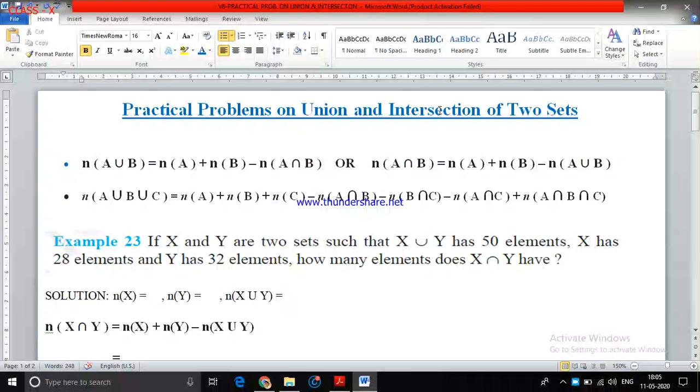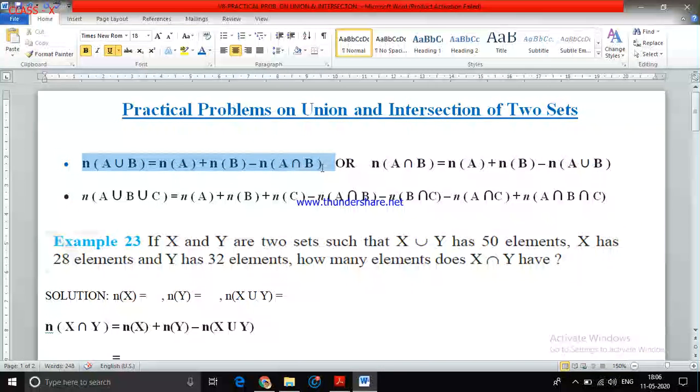So we are going to start the next topic, that is practical problems on union and intersection of two sets. In last class we discussed the operations on sets: what is union, what is intersection, what is complement, what is subtraction of two sets and all. Now today we are going to see some practical problems on the union and intersection. So before we discuss that, we have two formulas to be discussed.